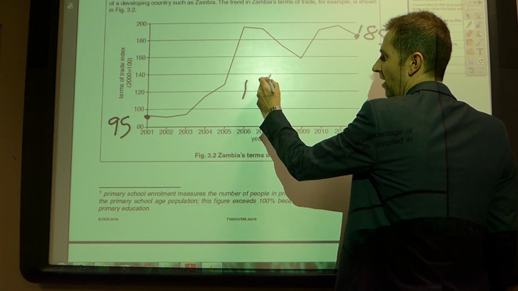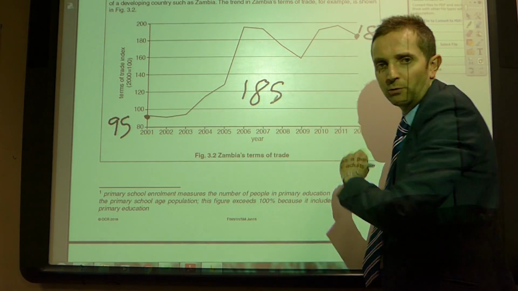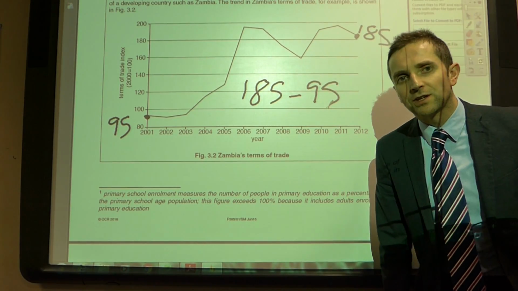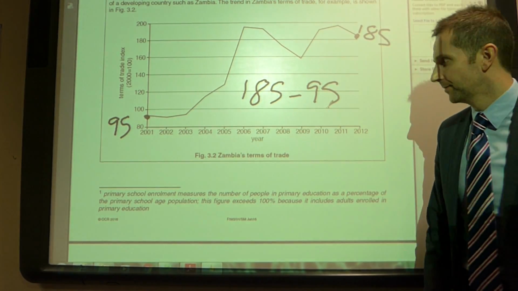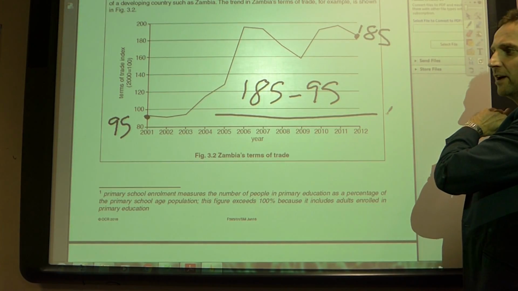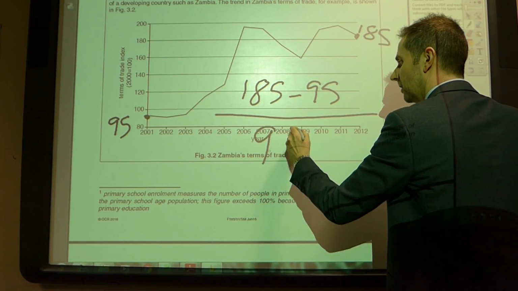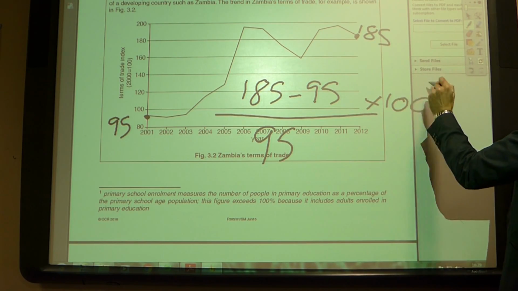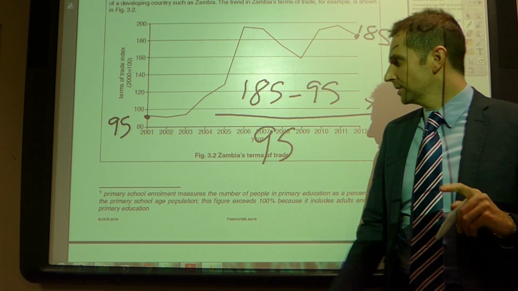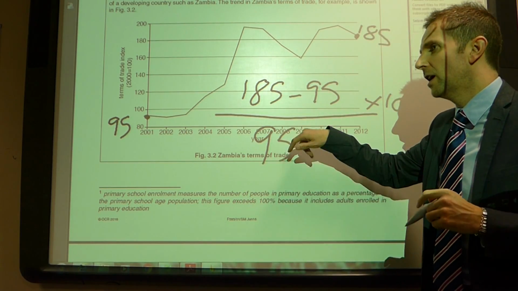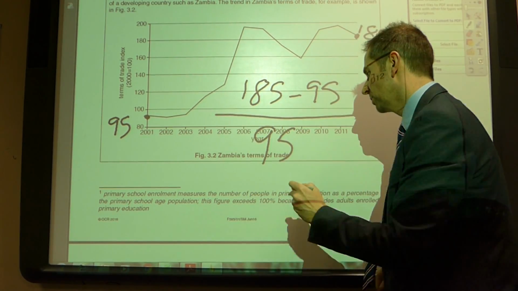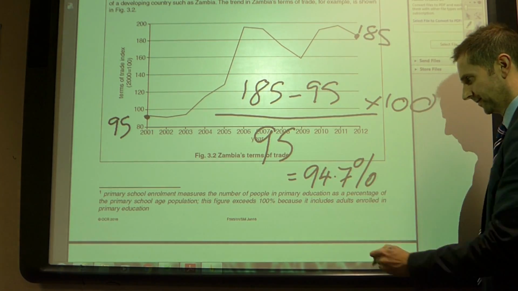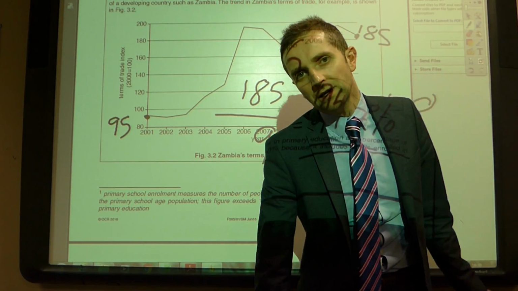We take 185, we subtract the original index, 95. That will obviously give us a value of 90. We then divide that by the original number, 95, and we then multiply by 100. Let's just work that out. So it's 90 over 95. That's going to give us approximately 94.7%. That's our answer, ladies and gentlemen.